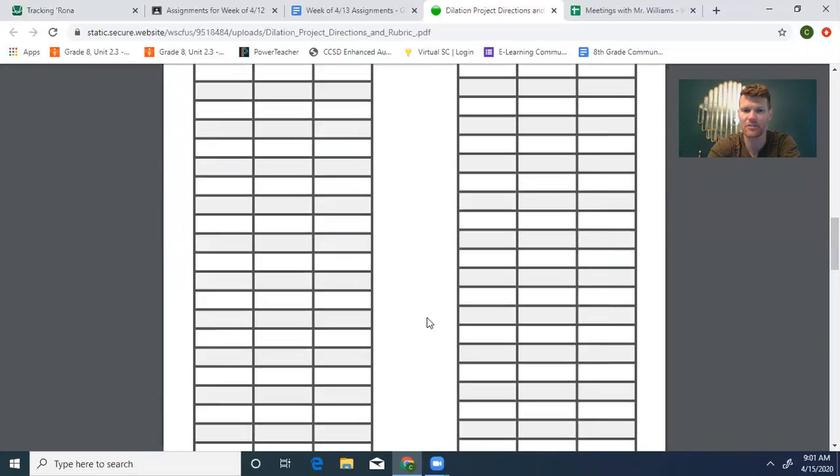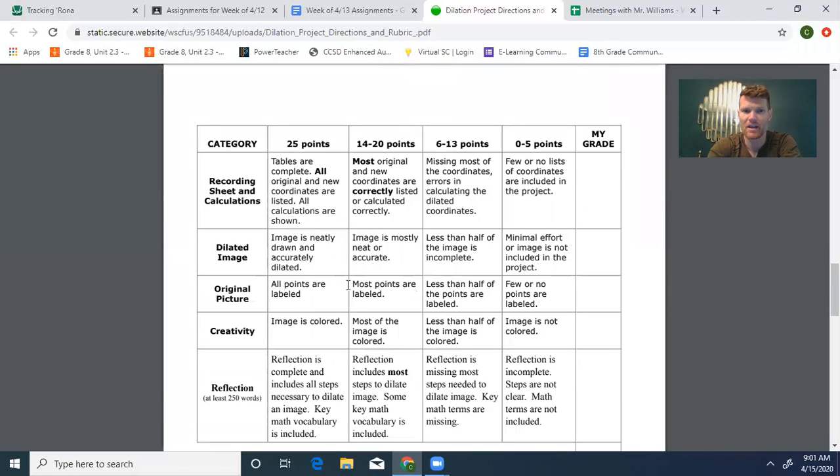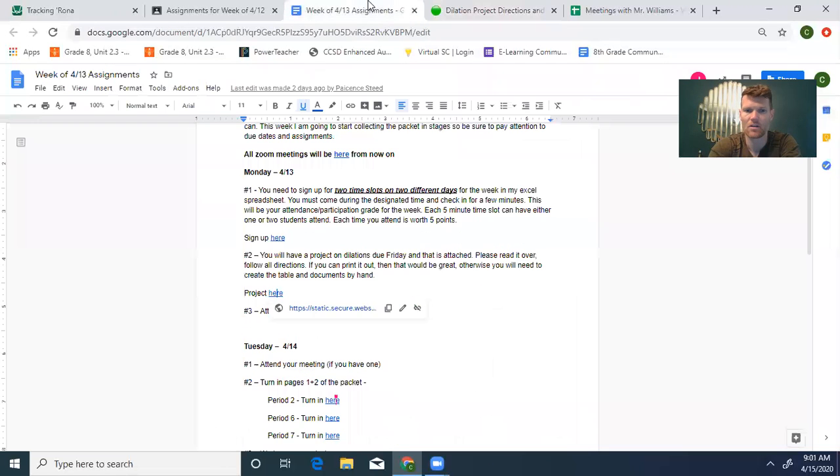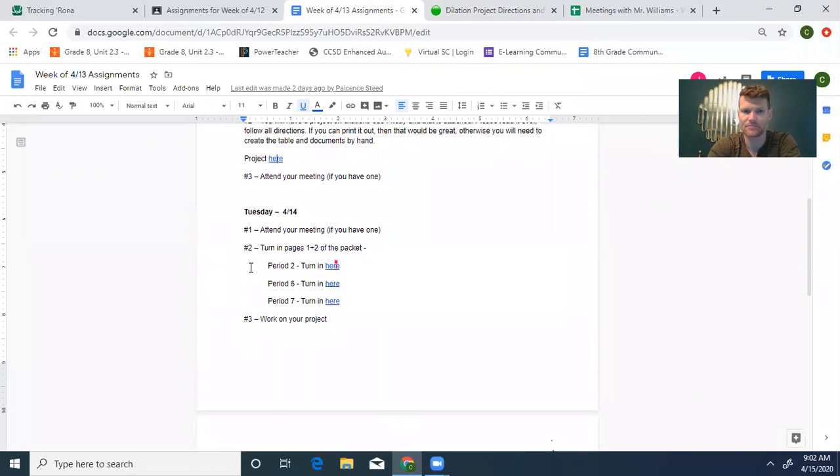You're going to be graded for this on the fact that you recorded, okay? The fact that you traced your original image, you dilated your image, and then you get some points for creativity, and whether or not you colored that. The reflection is not that big of a deal. Don't worry about the reflection. I'm really worried about these first 4 blocks. So that was what was up on Monday.